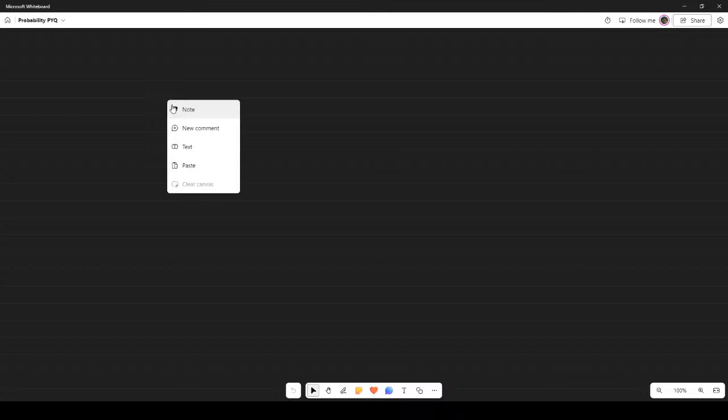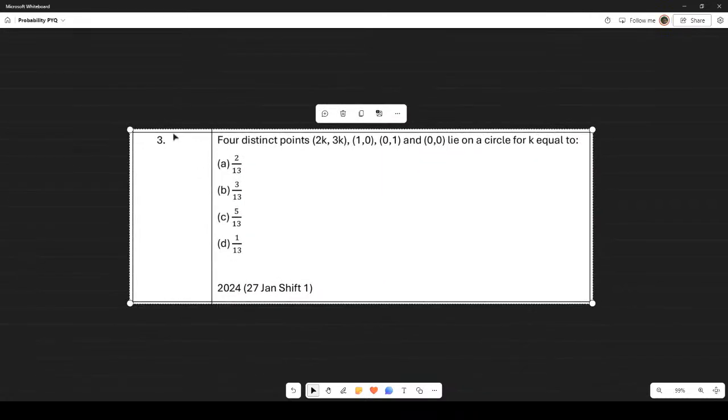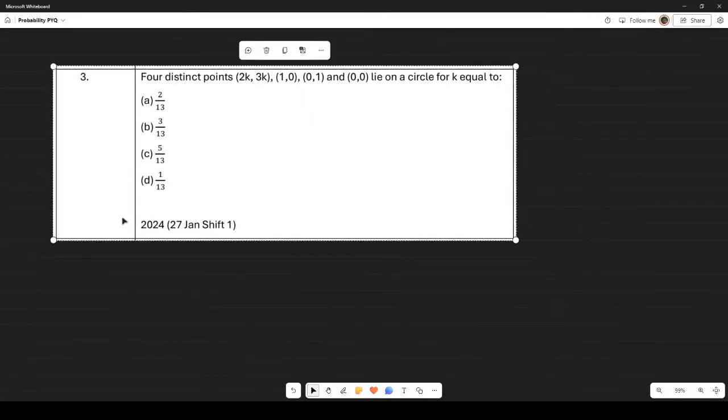You go for number 3 from the worksheet. This sum came in 27 Jan, shift 1, 2024. Very recent. Last year's question. I'll take the sum on the board. Yeah, let us solve this sum.